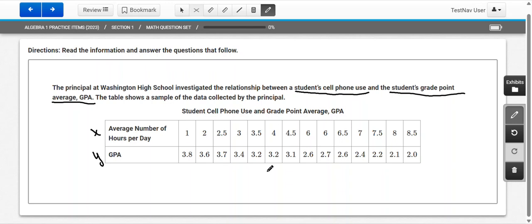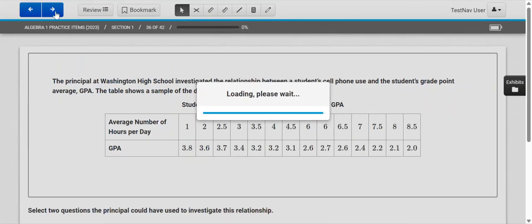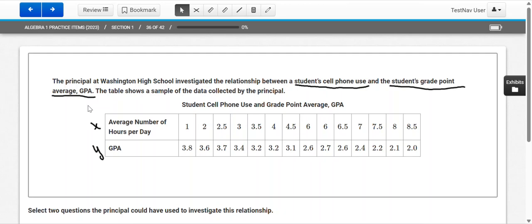So here's a table of values, and it's the average number of hours per day that students use their cell phone right here, and their corresponding GPA. So this student who uses their cell phone for 1 hour has a GPA of 3.8 out of 4. So that's a pretty high GPA. And then if a student uses 6 hours of their phone, their GPA is 2.7, and so on. So this is the data that they collected. All right, so let me go to the next page. This is the next page.